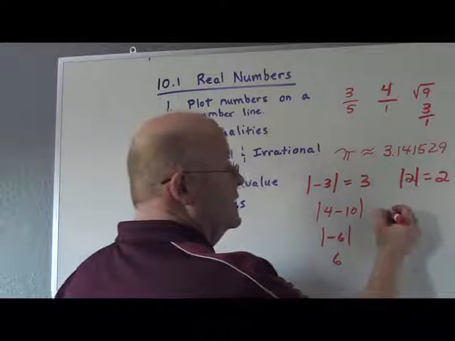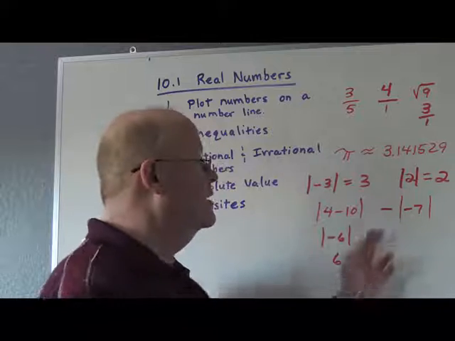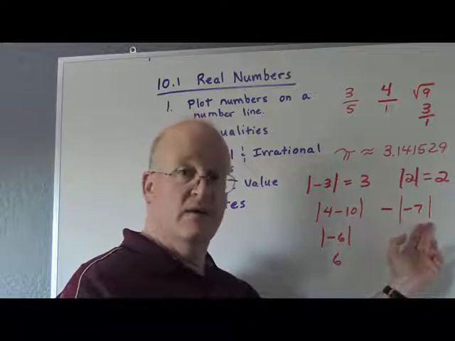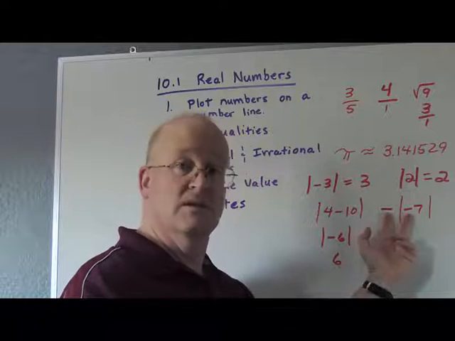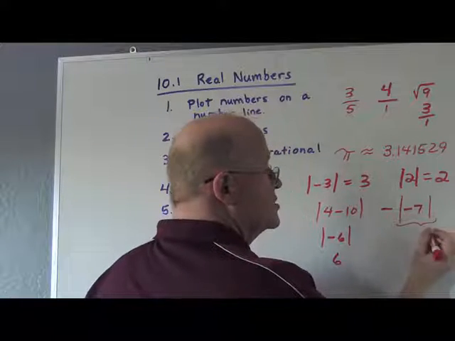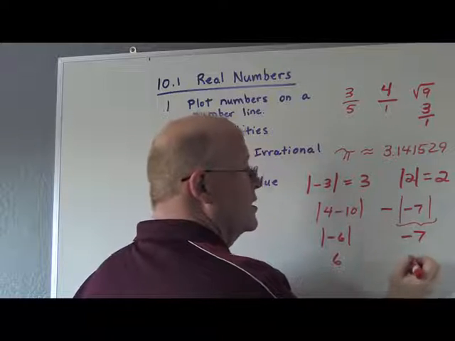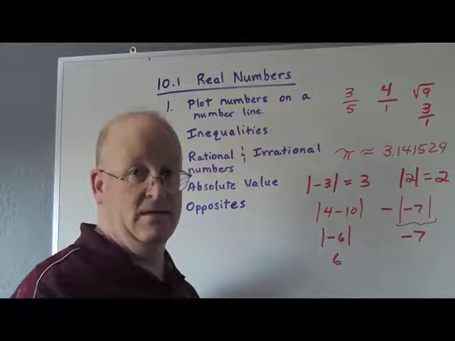Now, if you have a negative outside of an absolute value like this, the opposite of the absolute value of negative 7, you cannot cancel these two negatives out. You are going to do the absolute value operation first to get 7, then multiply by this negative 1 out in front to get negative 7.